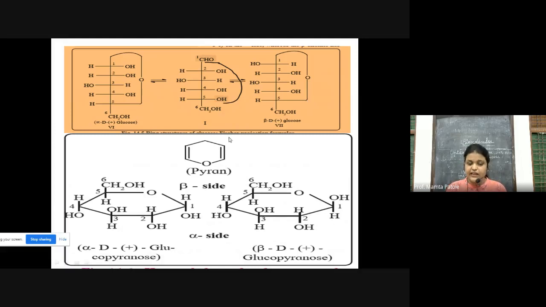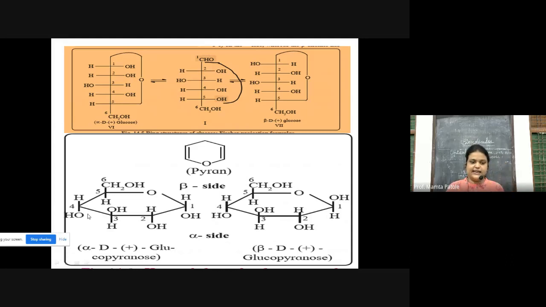Now we need to write it in a cyclic form. So how do we write? Now you concentrate on the first structure. म्हणजे अल्फा डी प्लस ग्लुकोजचा स्ट्रक्चर हा रिंग मध्ये कसा कन्वर्ट होतो हे मी दाखवते. So what you have to do is all the groups which are on the right hand side will go on the alpha side. Now check, dear student. This is your first carbon, second, third, fourth, fifth and sixth. So whatever is present on the right hand side will go on the alpha side.